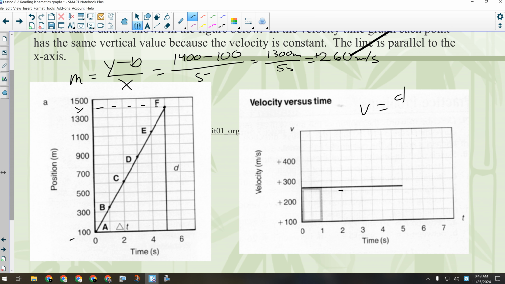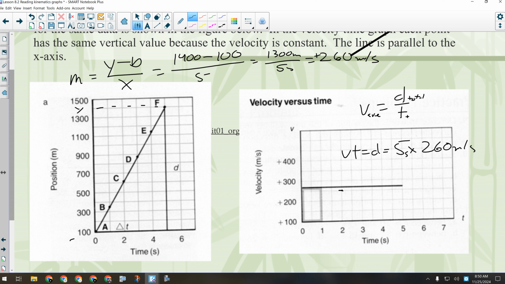V equals d over t, okay? Remembering that that's average velocity is total displacement over total time, okay? And I have these two numbers, all right? So I'm just gonna go v times t equals d. Well, 5 seconds times 260 meters per second, gee, that's kind of like this one here. It better come out to the same number, okay? Should come out to 1,300 meters.